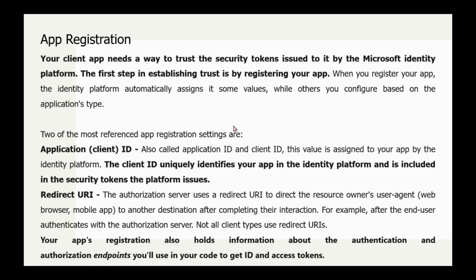Microsoft provides a concept called app registration. So the client application, we need to register into the identity server. Once you register the client application into the identity server, they will provide some claims. One of the claims is the application client ID. This application client ID uniquely identifies your application in the identity platform, and it is included in your access token whenever it issues the token. So this is the way the client application and identity server trust each other.